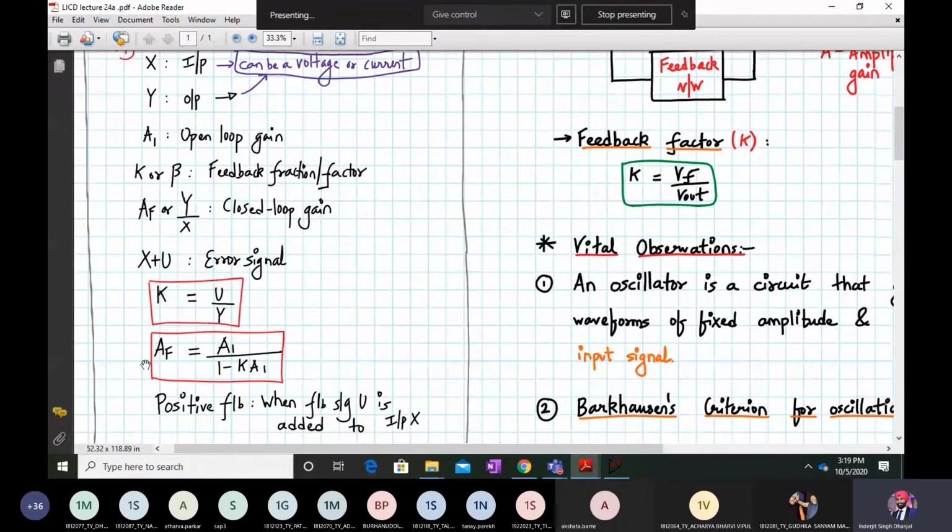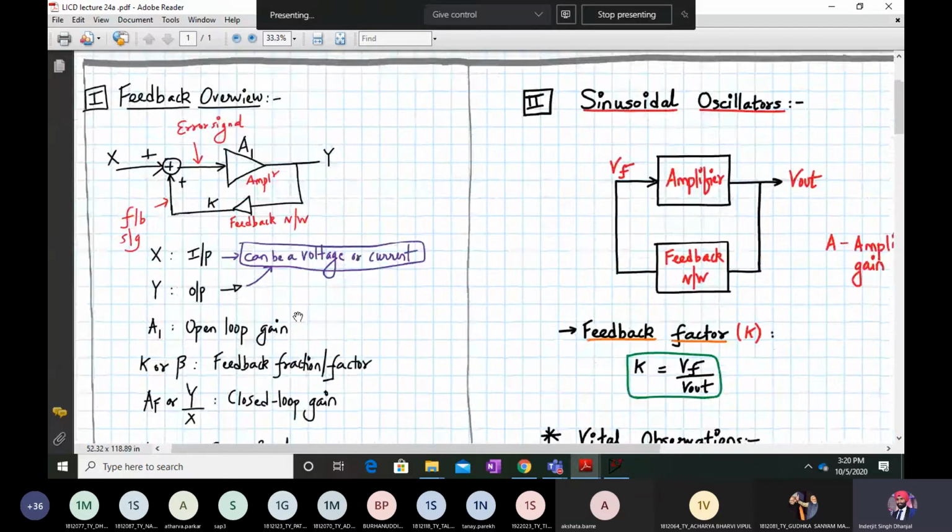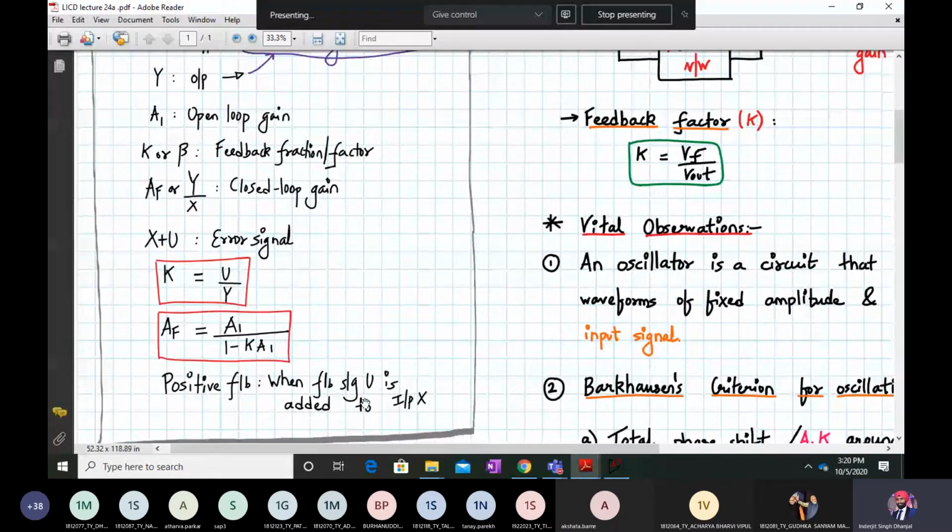For a positive feedback, the closed loop gain AF is equal to A1 upon 1 minus K times A1. Okay, so when do we call it a positive feedback? Whenever my feedback signal U is getting added to the input signal X. Earlier in case of a negative feedback it was getting subtracted, but in this case the feedback signal is getting added with the input. So that is what you mean by a positive feedback.